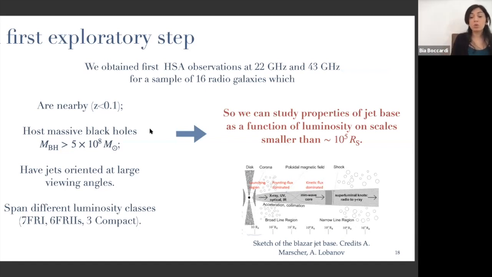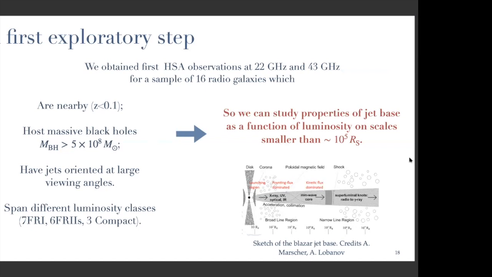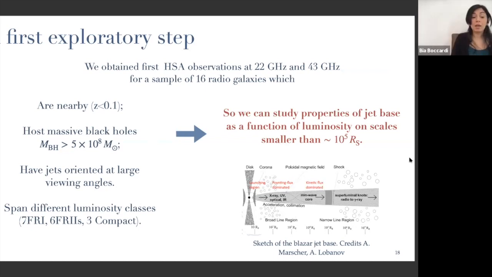on scales which are small enough to see the properties of the jet in this region, so on scales typically smaller than 10 to the 5 Schwarzschild radii. We also have selected them in a way that we can span different luminosity classes. So we have included 7 FR1s, 6 FR2s, and 3 objects which do not develop any structure on kiloparsec scales.